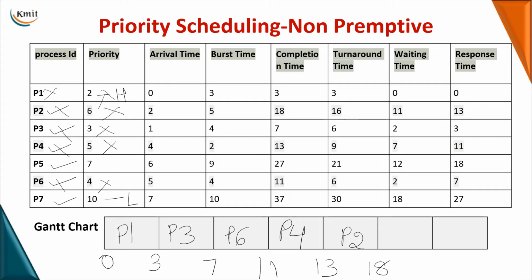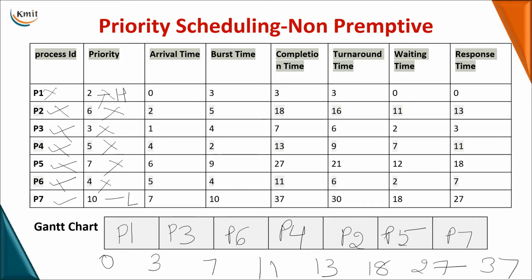Now you are left with P5 and P7. P7, P5 priority is 7 and burst time is 9. So you will be just going for P5 with 9, which is nothing but 27. So P5 is also done with its execution. Now you are left with P7, the last priority, and the burst time here is 10. So this is nothing but P7 with 37. So these are all your completion times. You can just cross check it here.